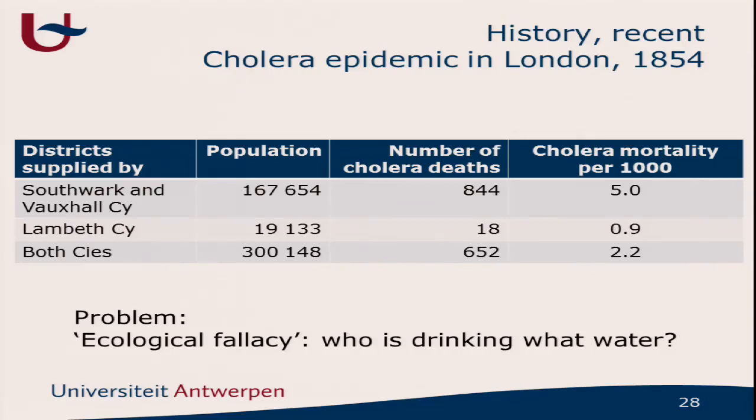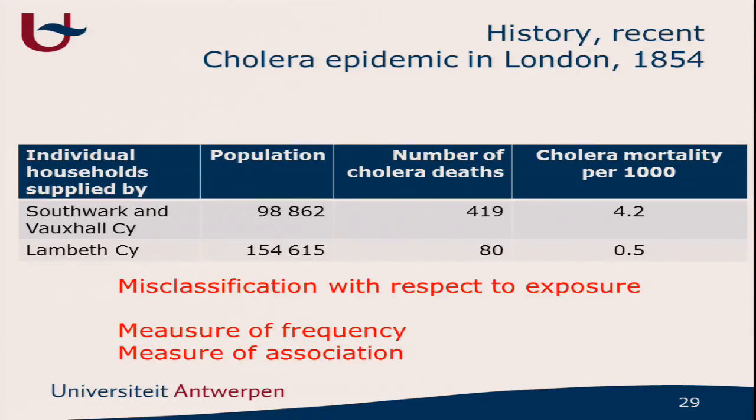On the contrary, what would happen if I would remove the ones with the higher risk from the Lambeth Company population, from the 19,000? It should decrease. And the consequence would be a bigger contrast. So, keeping that in mind, what do you see?